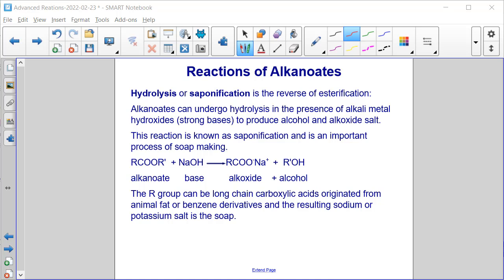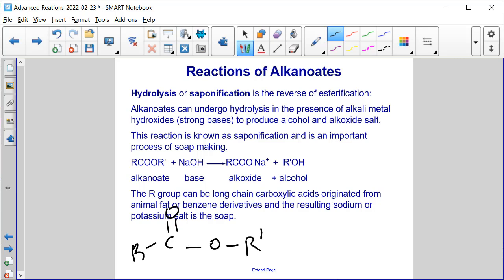So group 1 alkali metals, sodium, potassium, hydroxides, to produce an alcohol and an alkoxide salt. This reaction is known as saponification and is an important process of soap making. So here is our alkanoate, and just for a visual, it's our alkyl group, our carbon, our carbonyl, so our double bond oxygen, single bond oxygen, and then whatever our second alkyl group is, R prime.